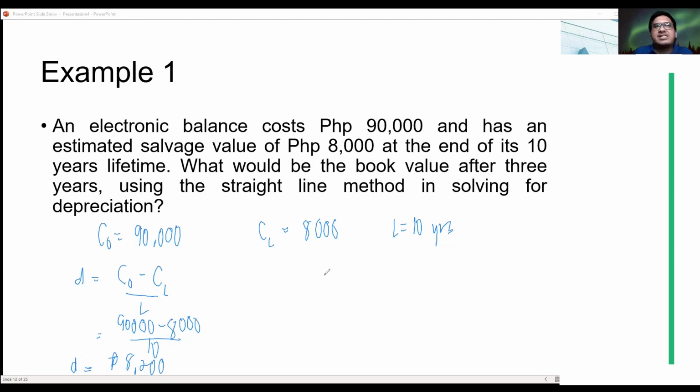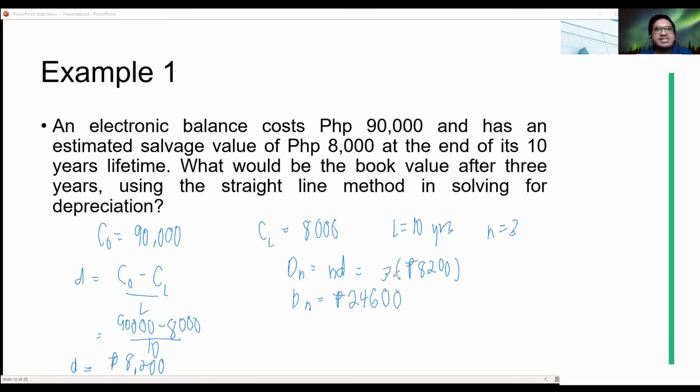Okay? We would like to get the total depreciation that is accumulated in 3 years, because we are looking for the book value of that. So what is our D sub N? So N times D. Our N is 3. So 3 times the D, 8,200. Our D sub N is 24,600.